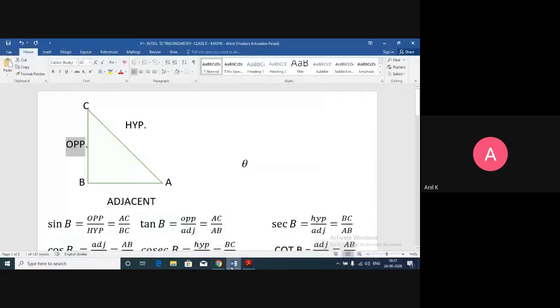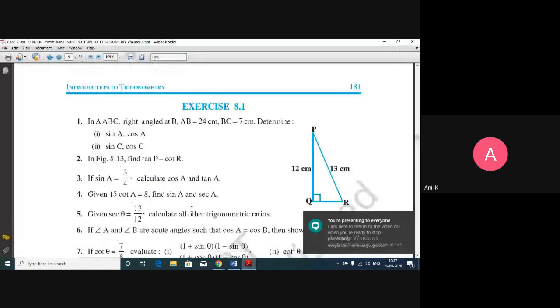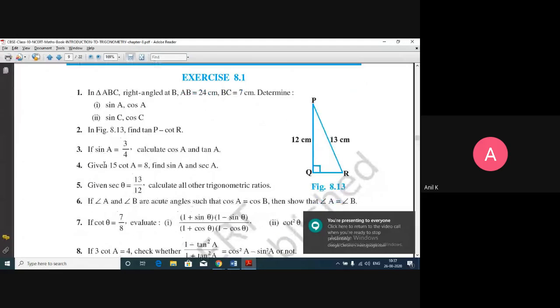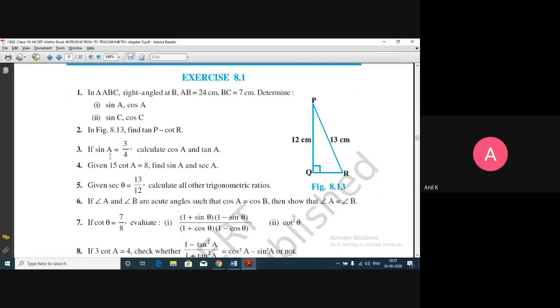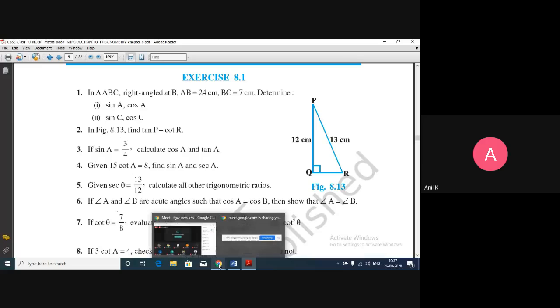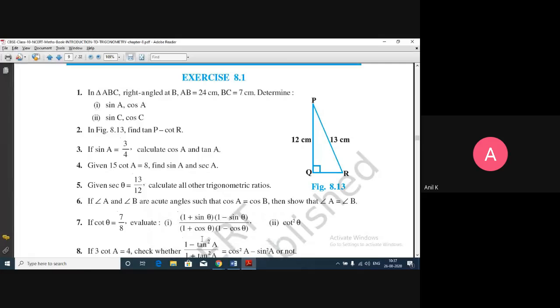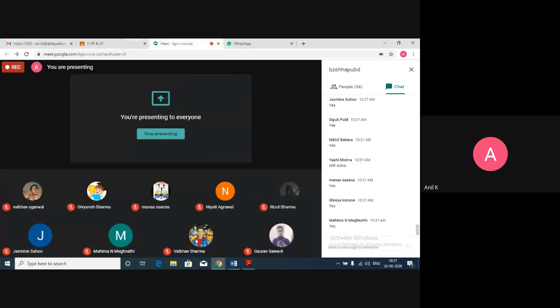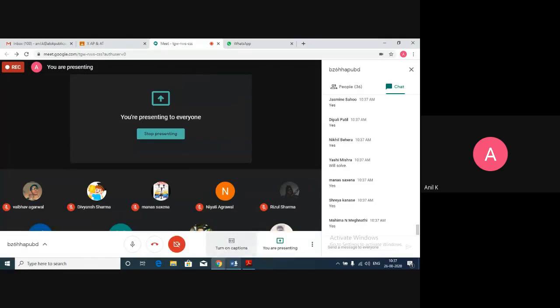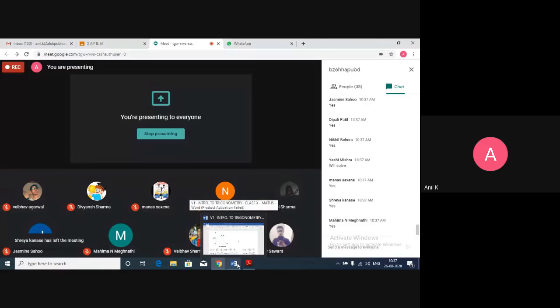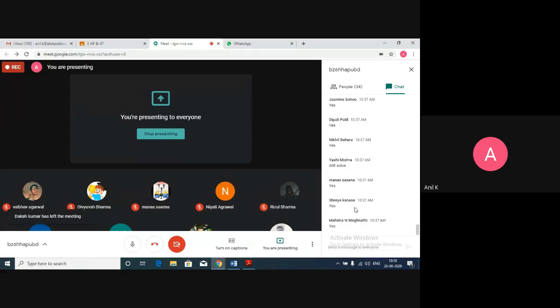Good. So like this, I think the second question also you can try. Sine A is given. Sine means opposite is given. Opposite is 3. Hypotenuse is 4. Find the adjacent. Can anyone tell me the adjacent? What will be the adjacent side here? Can you guess? Is it 5? Anyone thinking that the adjacent is 5?